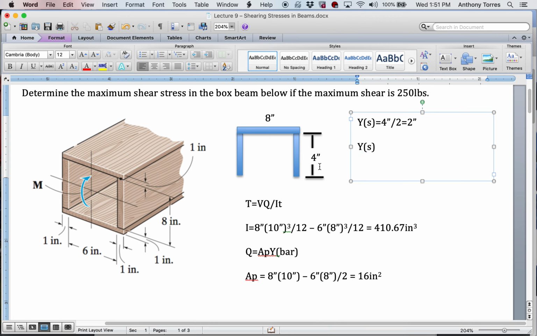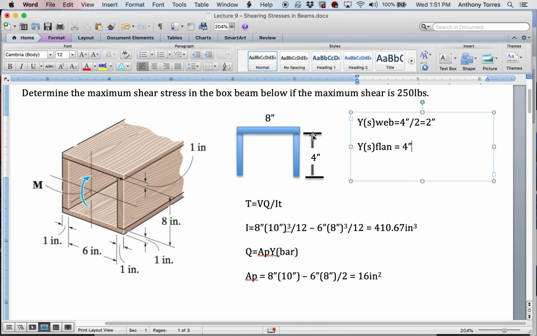Okay, then what about the y squiggle for the top? So we know which one is up, I'm going to call this one the web, which I said leg earlier. And then this is the flange, the top part up here, like we did before. Now remember, it's still measured from the bottom. So that one is the 4 inches, which I'm getting from right here.